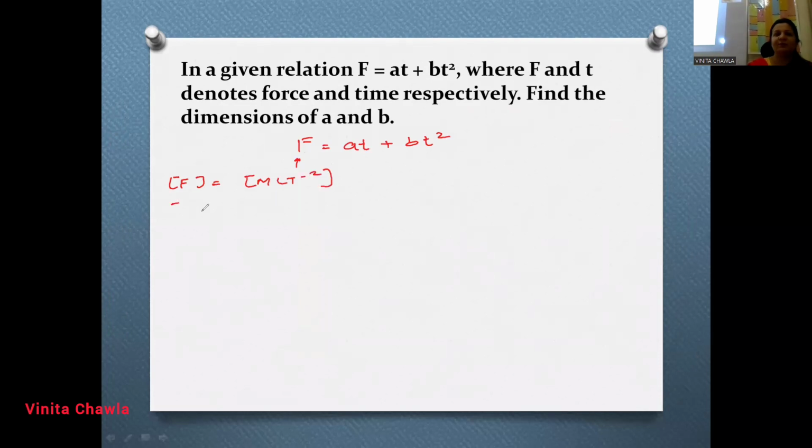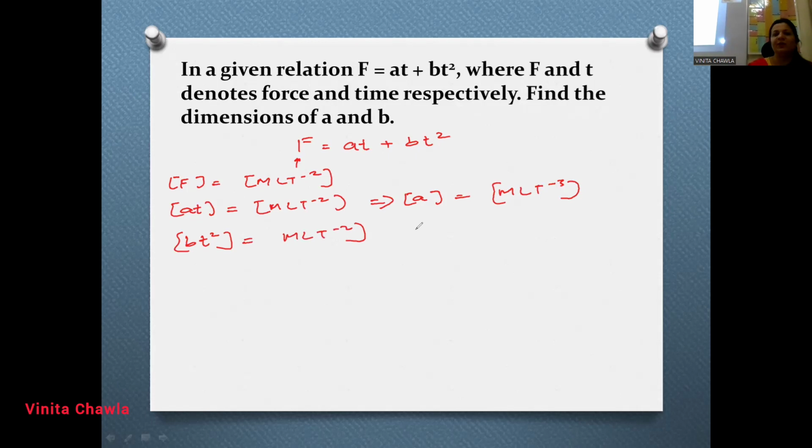Dimension of AT will be MLT minus 2. So this implies the dimension of A is MLT minus 2. And the dimension of BT square is MLT minus 2. And therefore the dimension of B is MLT minus 2. Easy.